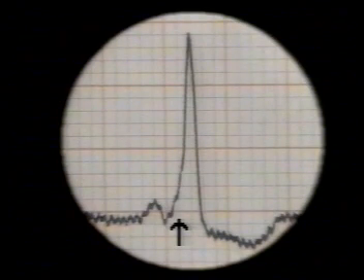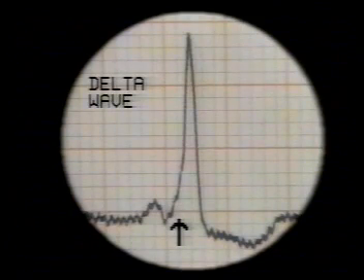Now study the QRS complex more carefully. You will notice that only the initial portion is wide and slurred. The downstroke of the R wave and the S wave are perfectly normal. This slurred upstroke at the beginning of the R wave is called the delta wave.